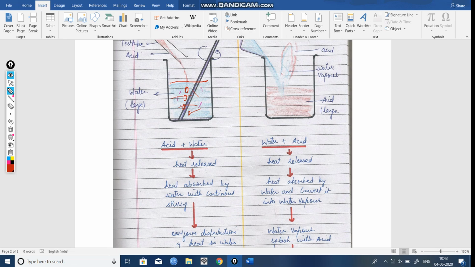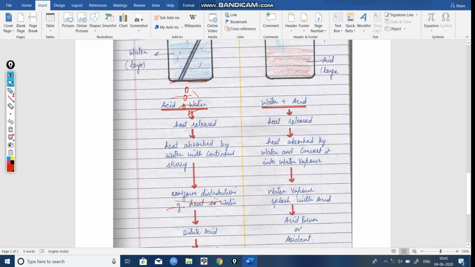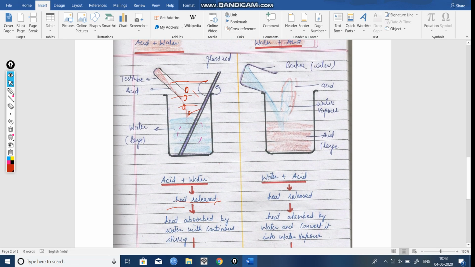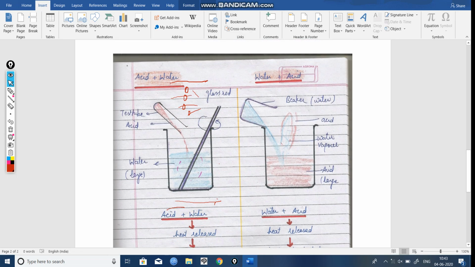What is the purpose of this stirring? Equal distribution of heat in water. Acid plus water, a high amount of heat is released. Heat is absorbed by water with continuous stirring because water is in large amount. Uniform distribution of heat and dilution of acid take place. Is this clear? So what is the correct method of dilution of concentrated acid? Addition of acid to water, not water to acid. Clear?